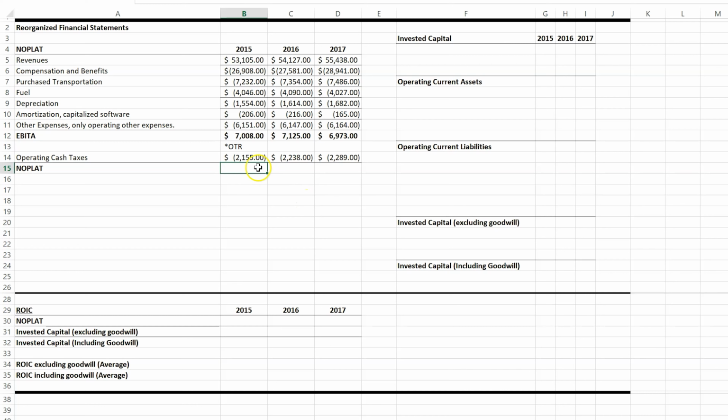And then NOPLAT is net operating profit less adjusted taxes. EBITDA is net operating profit, and we know that because we have identified only the operating revenues minus our operating expenses. Right? Less adjusted taxes. Adjusted taxes means we want the operating cash taxes, and that's how we calculate our NOPLAT. Right?